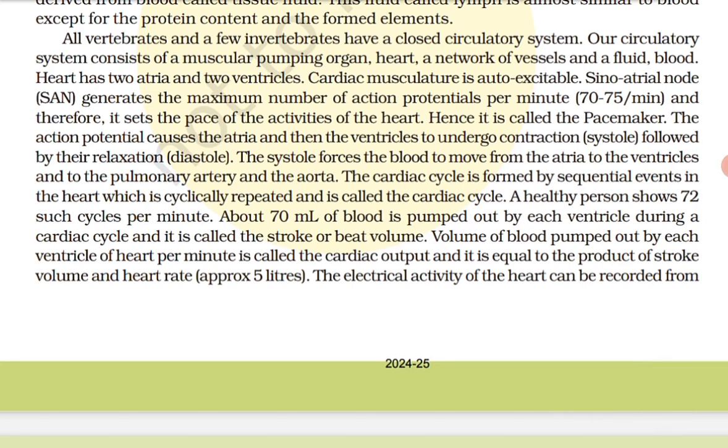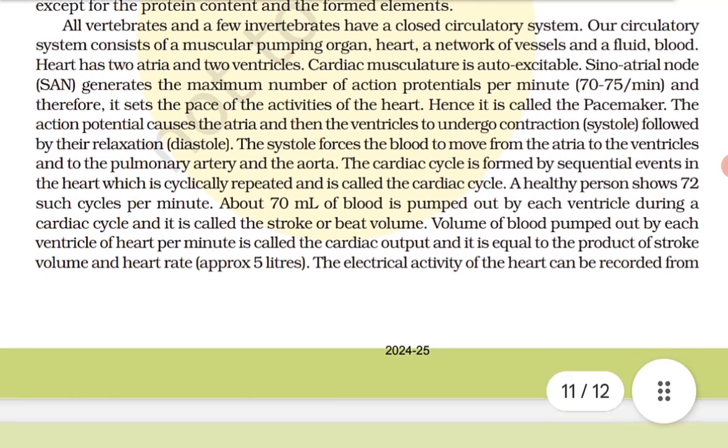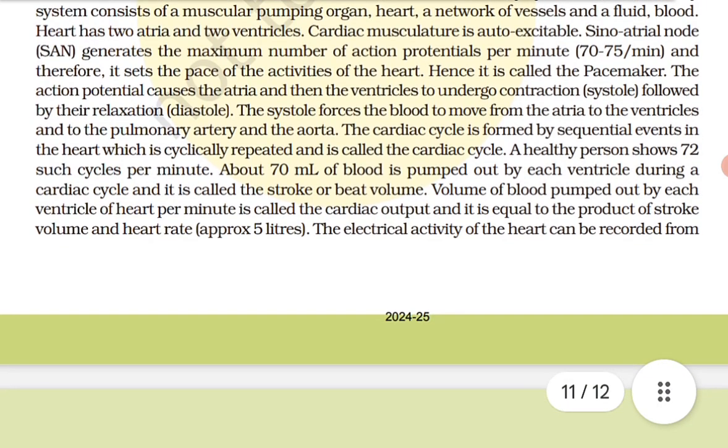The electrical activity of the heart can be recorded from the body surface by using the electrocardiograph, and the recording is called electrocardiogram, ECG, which is of clinical importance. We have a complete double circulation, that is two circulatory pathways, namely pulmonary and systemic, are present. The pulmonary circulation starts by pumping of deoxygenated blood by the right ventricle, which is carried to the lungs, where it is oxygenated and returned to the left atrium.